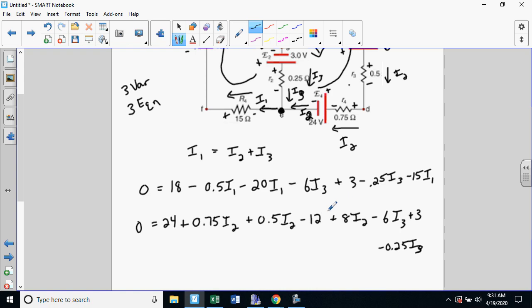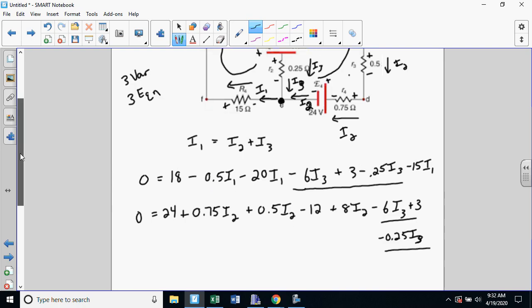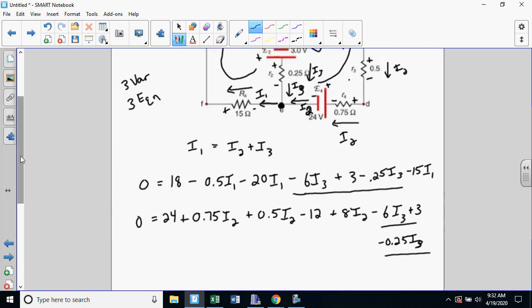Okay. I do notice here that I have minus 6 I3 plus 3 minus 0.25 I3. That shows up in both of my loops. And again, that's because as I went down the third branch in the middle, I was going, in both cases, down. So it makes sense that term appears in both cases, and it should match up. Minus 6 plus 3 minus 0.25. Okay. But what I want to do then is simplify each of these equations a little bit.